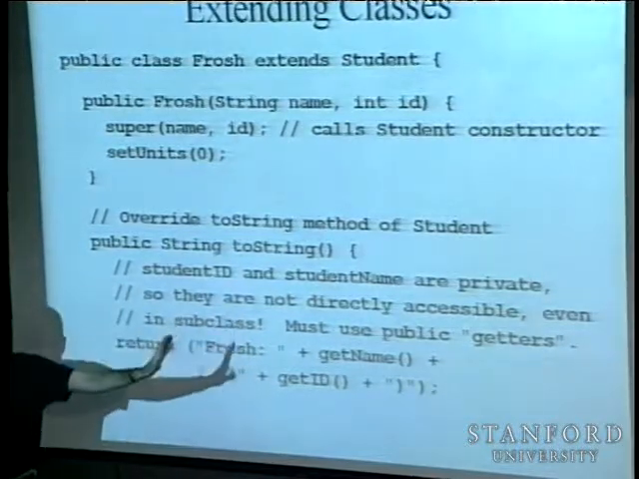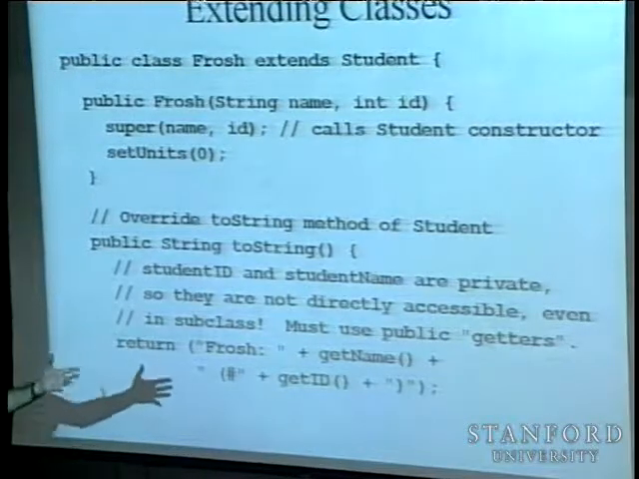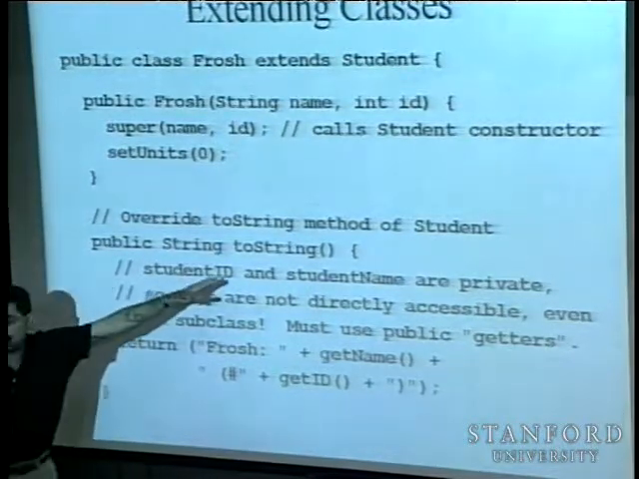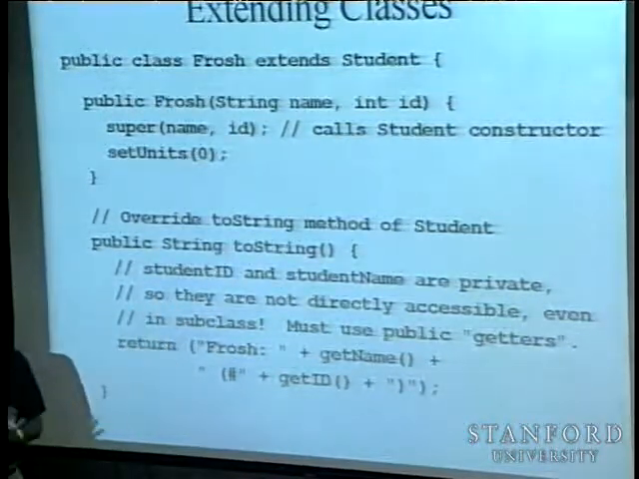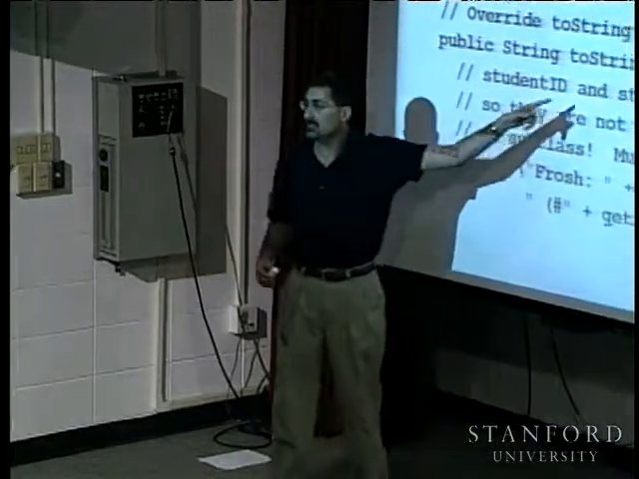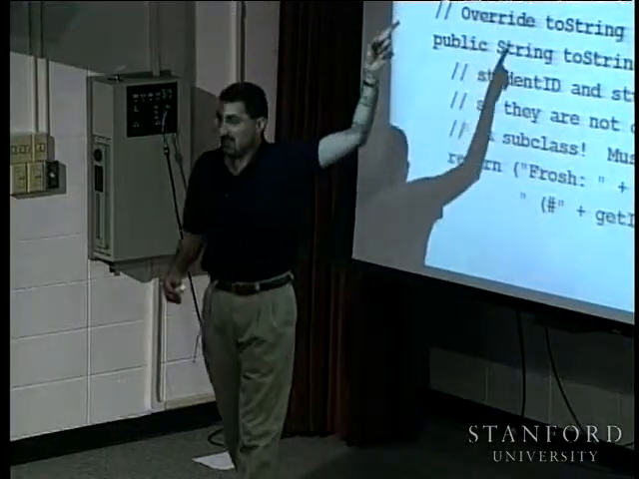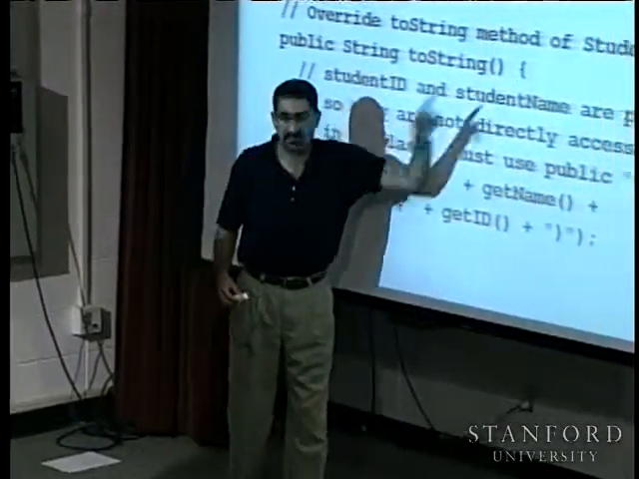The version that exists in the student is no longer germane for frosh. It's still germane, say, for sophomores or juniors who may not implement their own version of toString. But for frosh, it's going to call this version of it. So overriding just means forget about the old version. I'm sort of overriding it with my new funky version that's specific to this particular subclass. Okay, any questions about overriding? It has to have the same name for the method and the same parameter list.